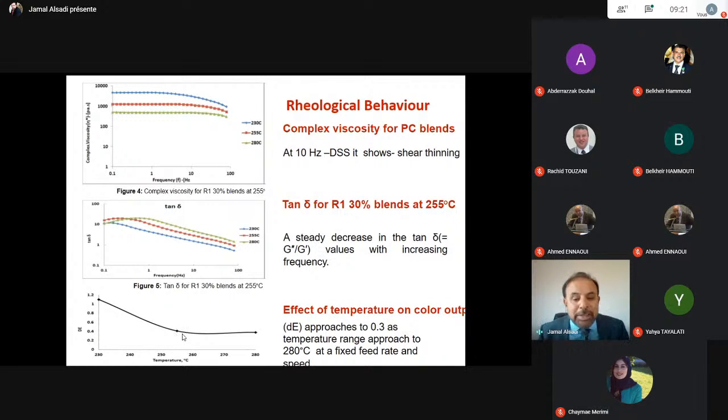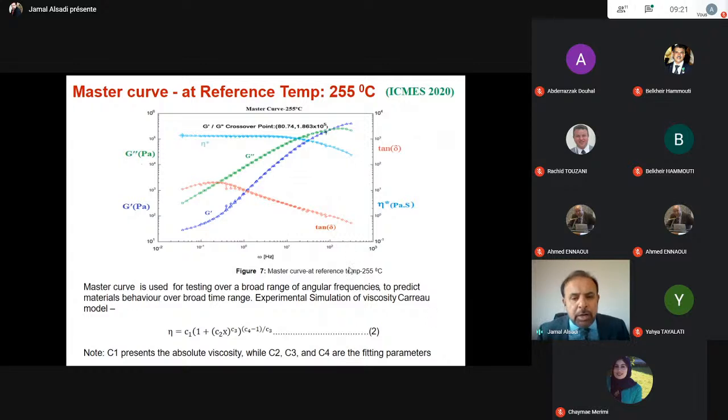Because we know that when the DE value of the color is less than 1, or approaches 0, it shows the best color. So basically at 255, look, the value here is less than 0.4, so it is very low compared with the requirement. I also ran another characterization test for the master curve.